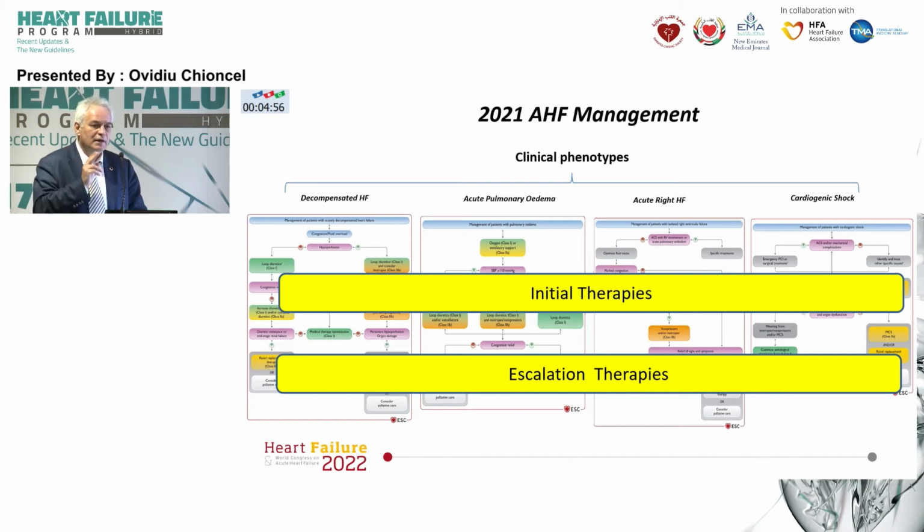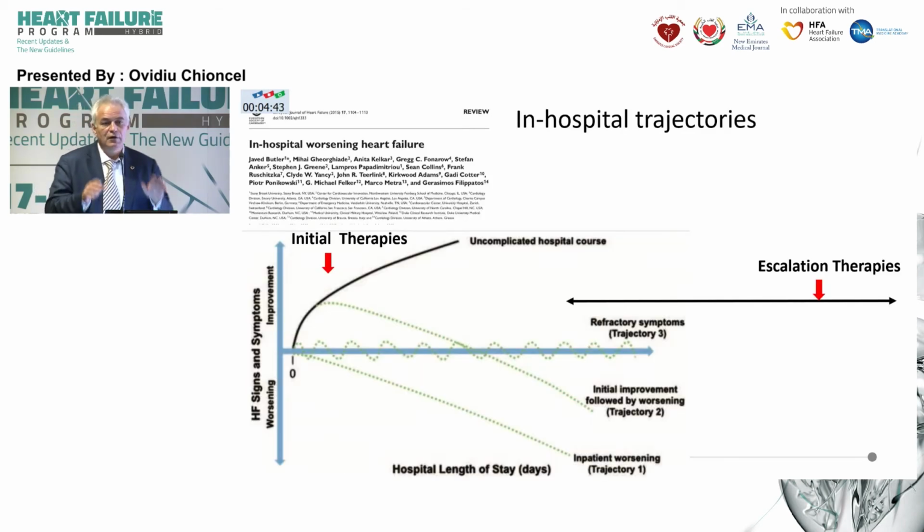But what is nice, we have an additional very important concept. And if you read between the lines, we have initial therapy and escalation therapy. Why do we need this concept? Because of in-hospital trajectories. In spite of IV therapies, some patients, let's say 20–25% of patients presenting with acute heart failure, are getting worse. What does it mean, getting worse? Initially improving and then worsening, a typical profile from RELAX studies. Some patients are deteriorating or have a negative evolution, and some patients are dying in the first 24 hours of admission. So it's very important. That's why we need escalation therapy.